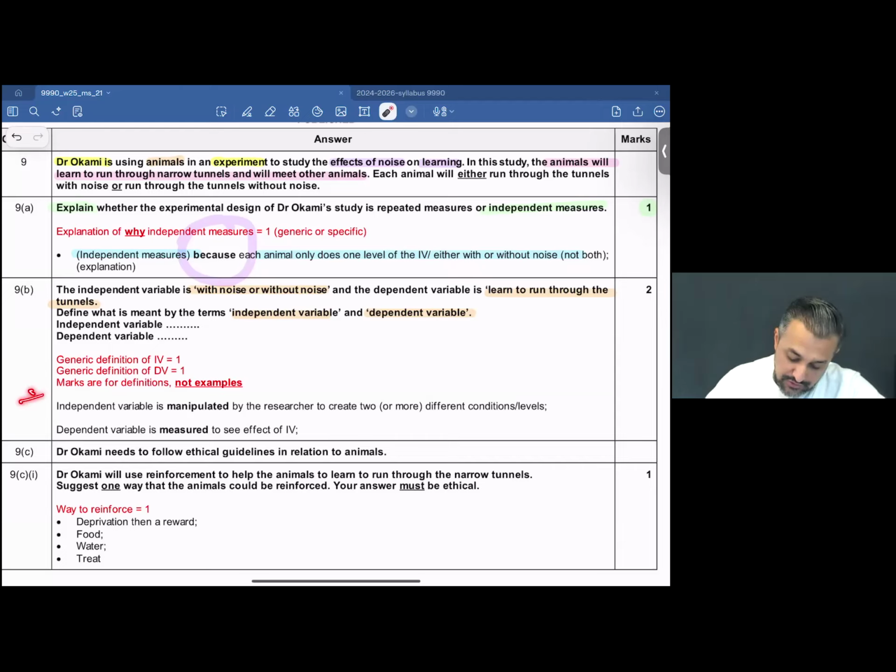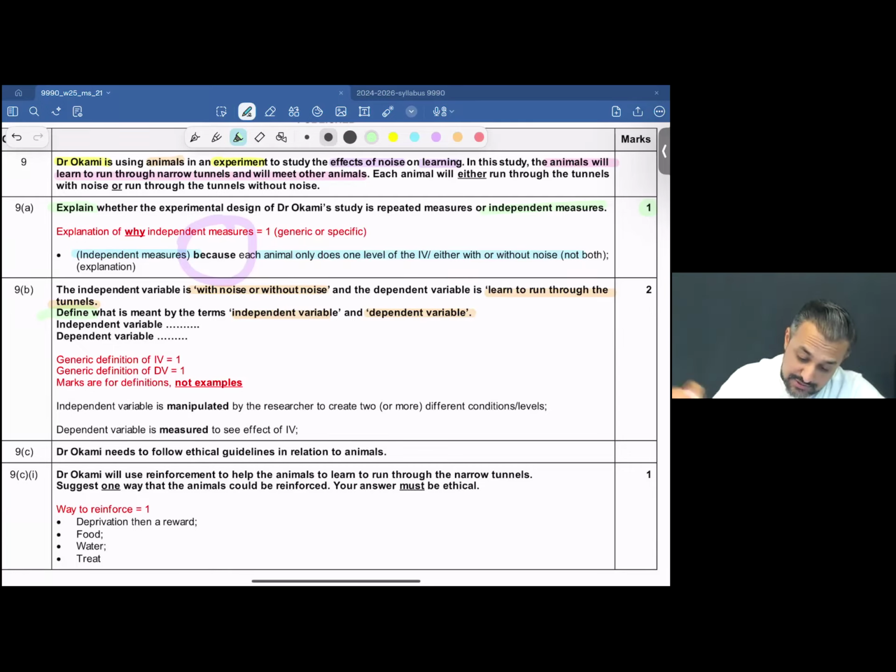So the marks are for definitions and not examples. An independent variable is manipulated by the researcher to create. Now, one more thing, another mistake that students make at this point. See, they've asked you to define. If you end up saying the independent variable over here is with noise or without noise, you're not getting your mark, because the command word over here was define. They did not ask you to identify or outline what the IVs were. They asked you to define what an independent variable means and define what a dependent variable means.